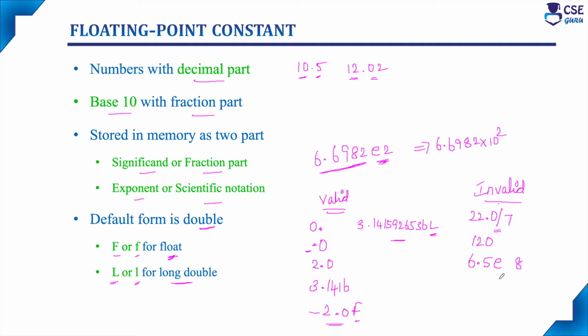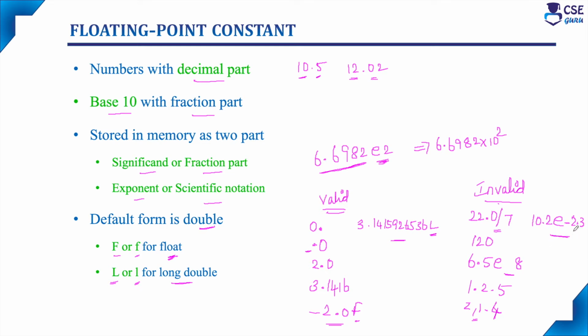And this is an invalid floating point constant since we have included white space here. And this is an invalid floating point constant since there are two decimal parts here. Only one decimal point we have to include. Before the decimal point, it will be considered as the whole number part, and after the decimal point, it will be considered as the fraction part. Here there are two decimal points. So this is an invalid floating point constant. And this is an invalid floating point constant since we have included an extra character, comma. And this is an invalid floating point constant.